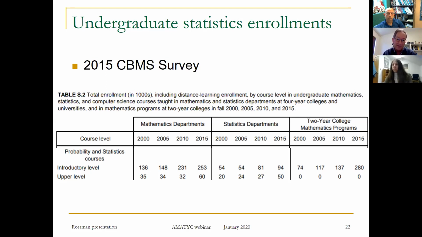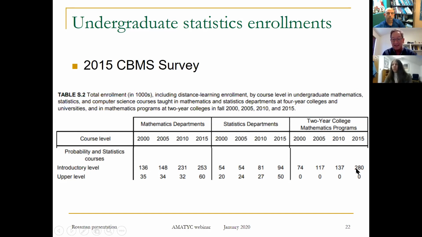The survey is conducted every 5 years, so one will be coming up this coming fall. These are in thousands. The number of students taking statistics courses in the US in thousands, in four-year college math departments on the left, statistics departments in the middle, and two-year college math programs on the right. And the numbers are increasing dramatically in all three groups. They're increasing most dramatically in two-year colleges. This number has essentially quadrupled in the last 15 years in two-year colleges.